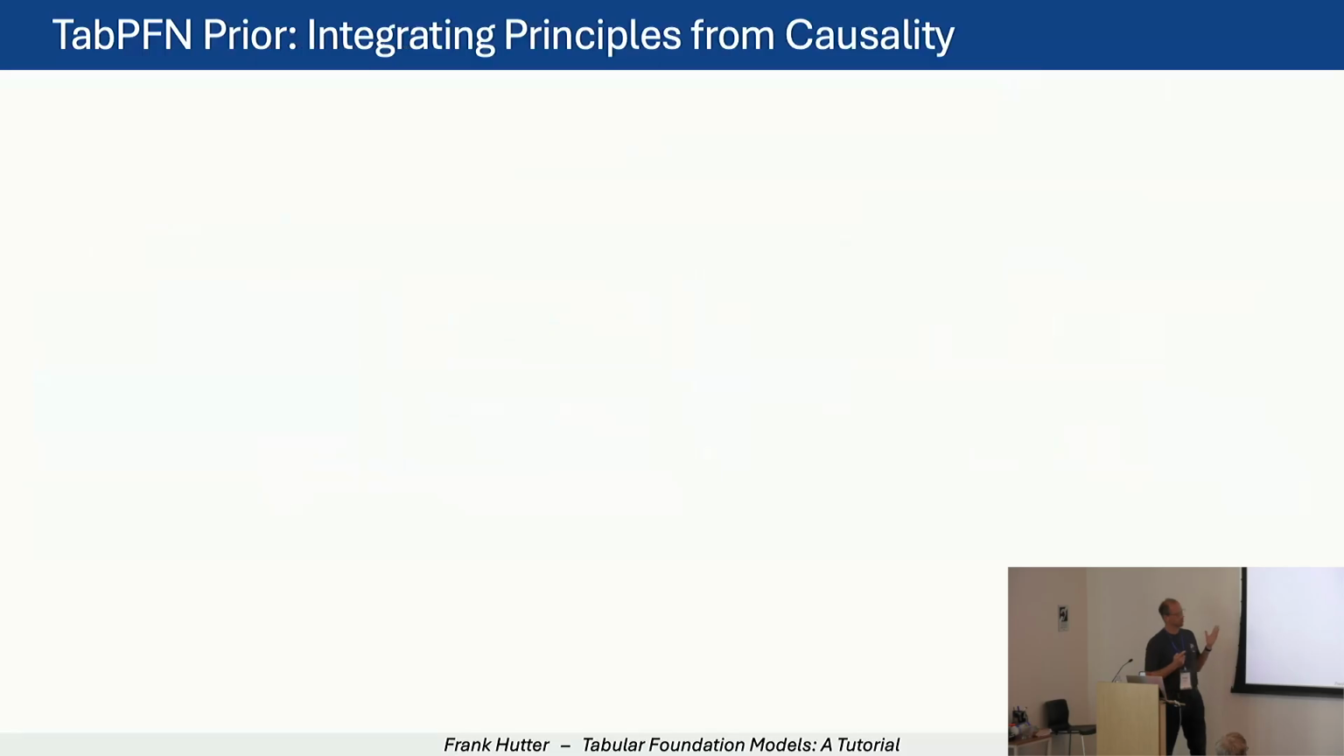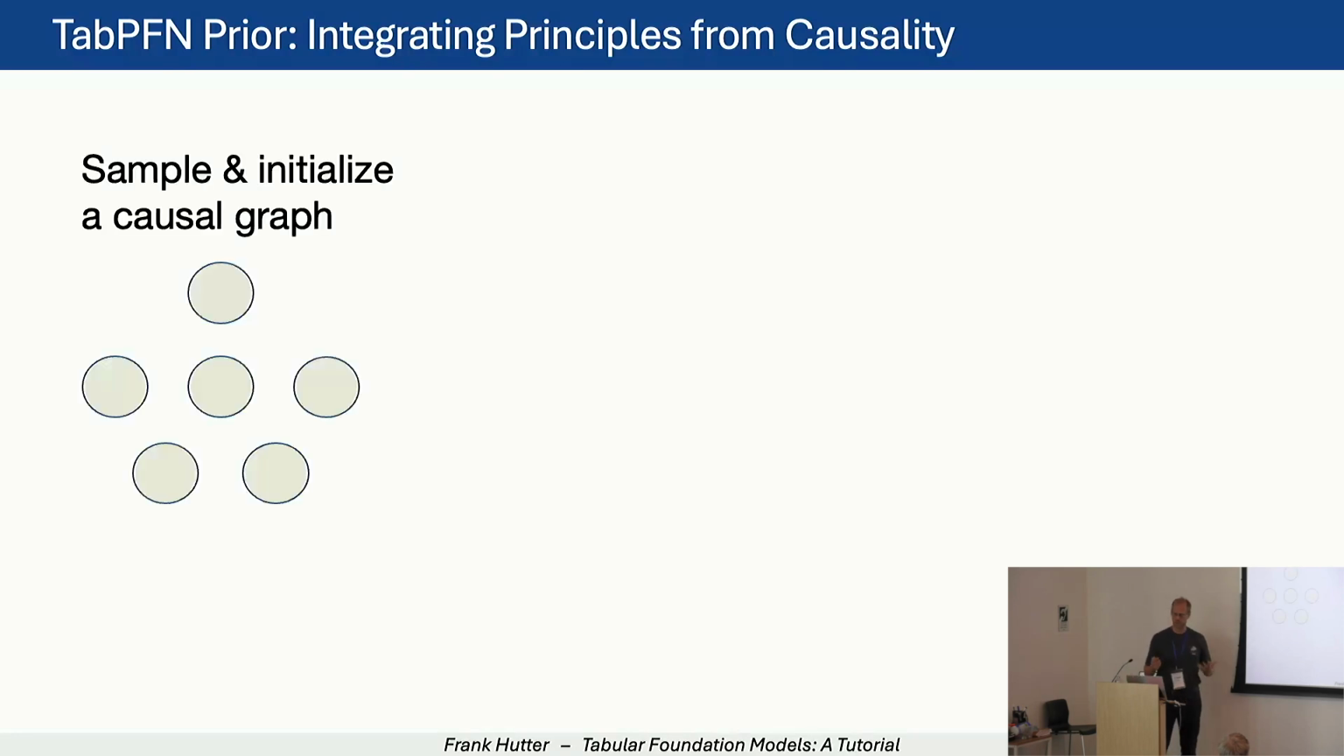Now the prior. Here we integrated principles from causality. We thought, hey, what would tabular data typically look like? Probably there are some types of causal relationships in the data. There might also be independence, but some of the features might be correlated. So what we do is we sample and initialize structural causal models. We take a causal graph, sample edges in this graph, and sample where the Y values and the X values will be in that graph. And there are going to be latents as well. And then we also sample connection strings and activation functions and so on.